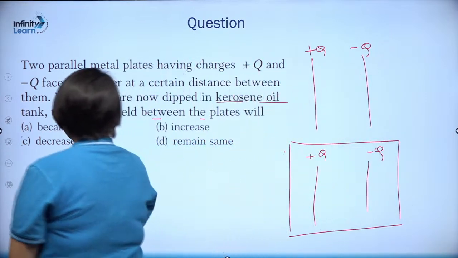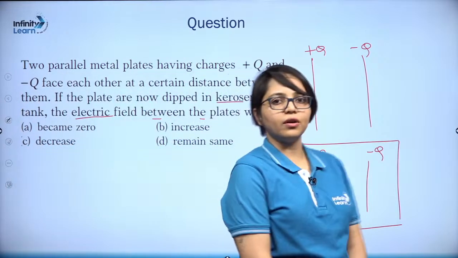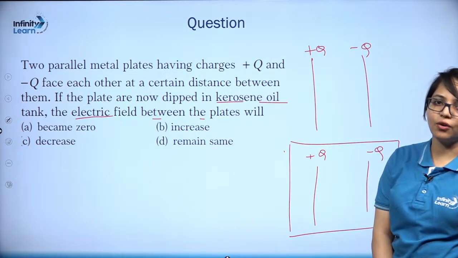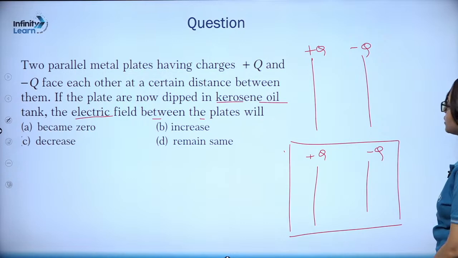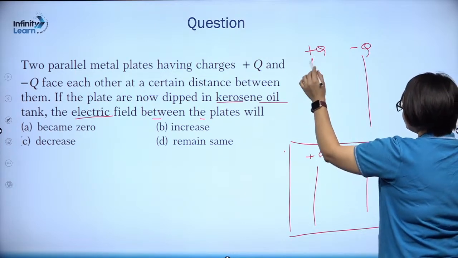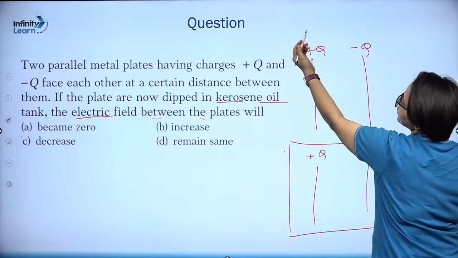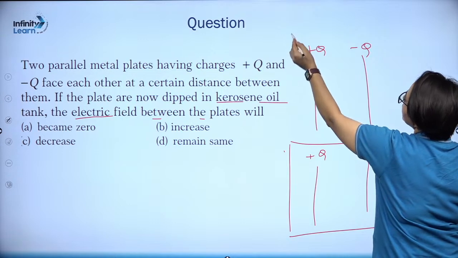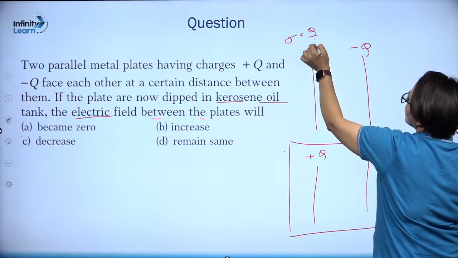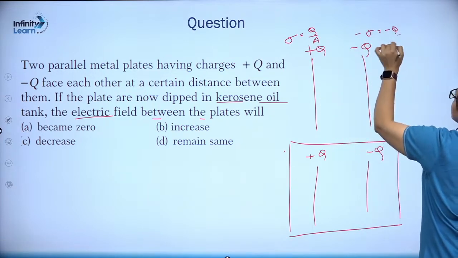So if force is changing, electric field over here will also change. What is the electric field due to a plate of charge? It is sigma upon epsilon naught. So between these two, let's say A is the area of cross section of these two plates, then sigma is q upon A, okay? And for this one it will be minus sigma, which is minus q upon A.